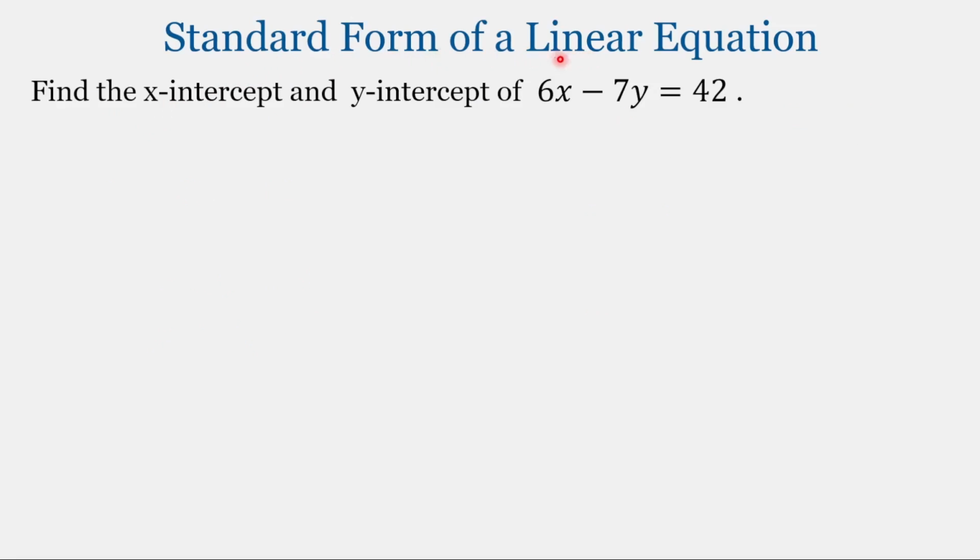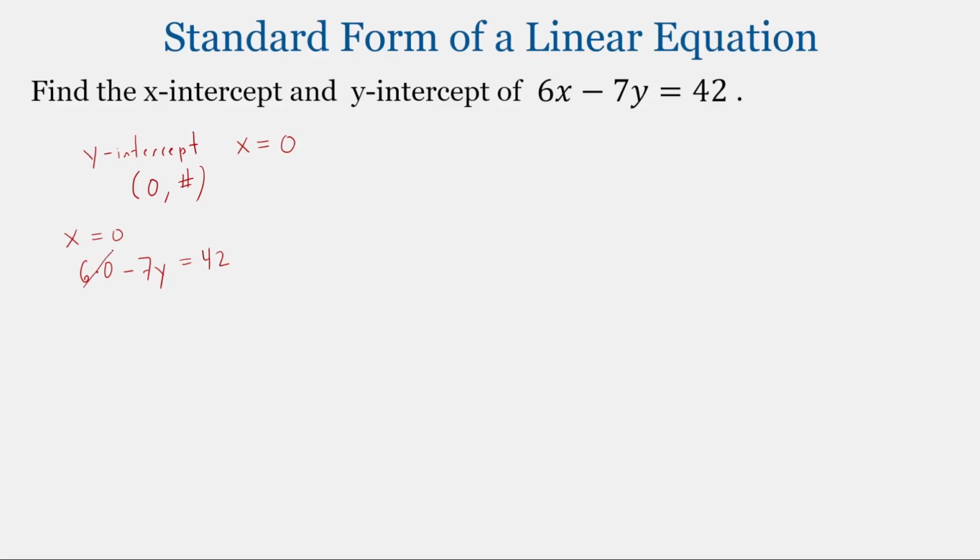So what is standard form good for? Well, standard form is really good for finding the x and y-intercept because the math is somewhat easy. So we've looked at the y-intercept before. And when we have a y-intercept, the x value is going to be equal to 0. So our ordered pair, the x-coordinate is 0, and then we get some number for the y-intercept. So to find that y-intercept, we're going to set x equal to 0. So we have 6 times 0 minus 7y equal to 42.